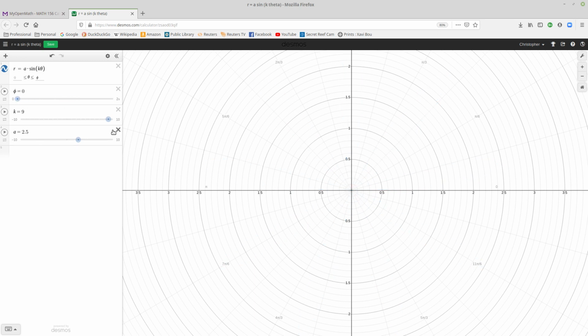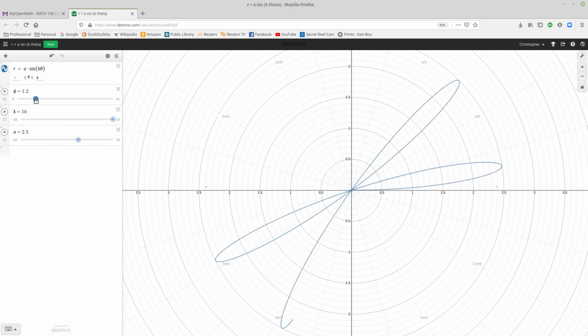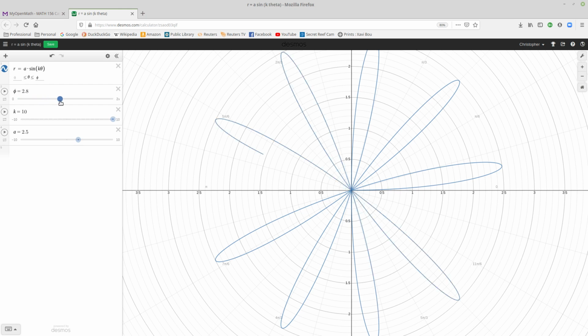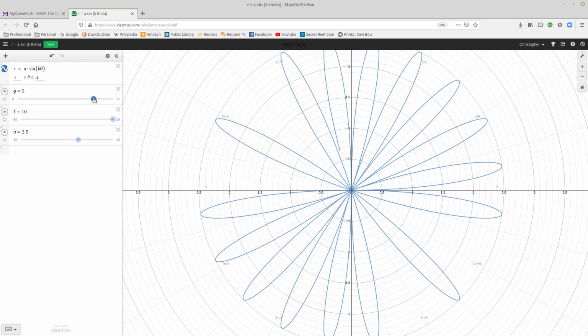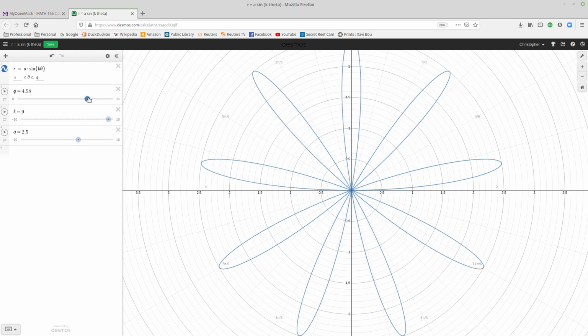So if I have k equal to, let's say, 10, I don't have to scroll very far before I see a significant amount of the graph. Okay, for the even numbers, it'll take all the way to 2 pi to complete the drawing. And for the odd numbers, at pi over 2, it'll be complete and then start to repeat.